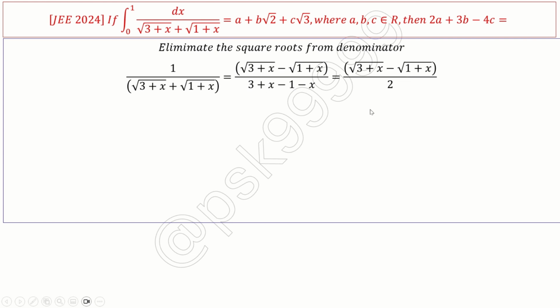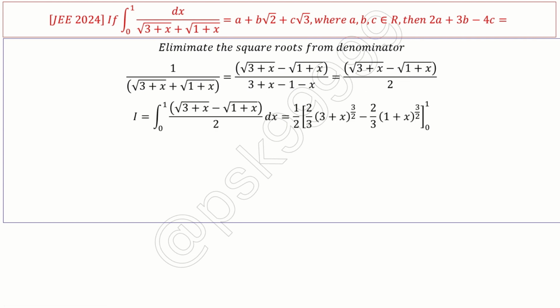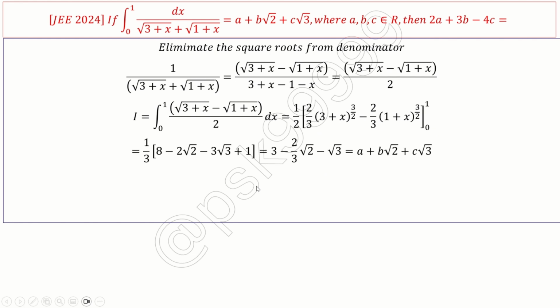divided by 2. Now this is a simple straightforward integration, correct? This is 3 plus x whole to the power of half minus 1 plus x whole to the power of half. So that will become 1 by 2 is as is, 1 by 2 is here, and 3 plus x whole to the power of 3 by 2 divided by 3 by 2, so it will become 2 by 3 minus 1 plus x whole to the power of 3 by 2 divided by 3 by 2, so it will become 2 by 3. Limits are from 0 to 1. Apply limits carefully, you will get the answer.